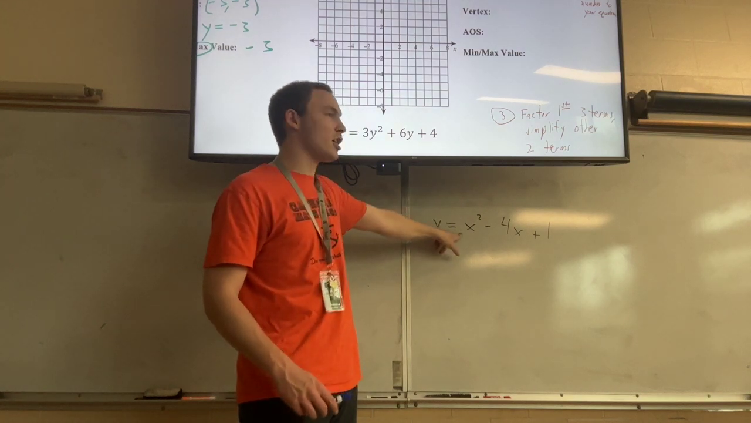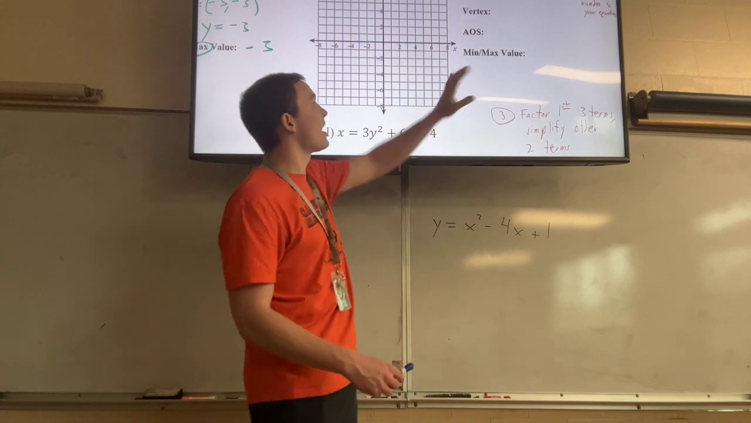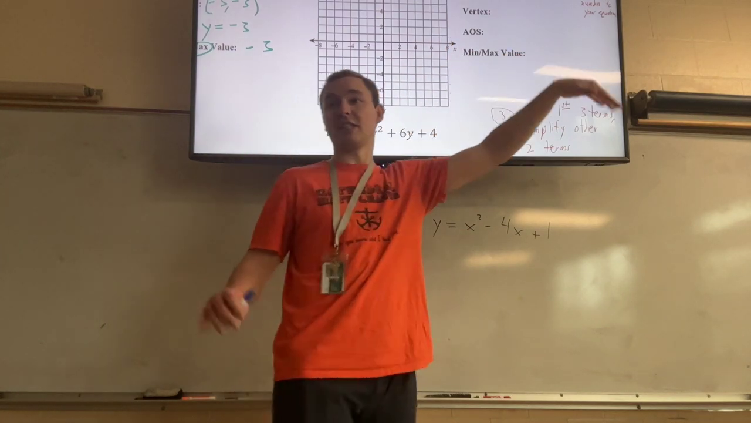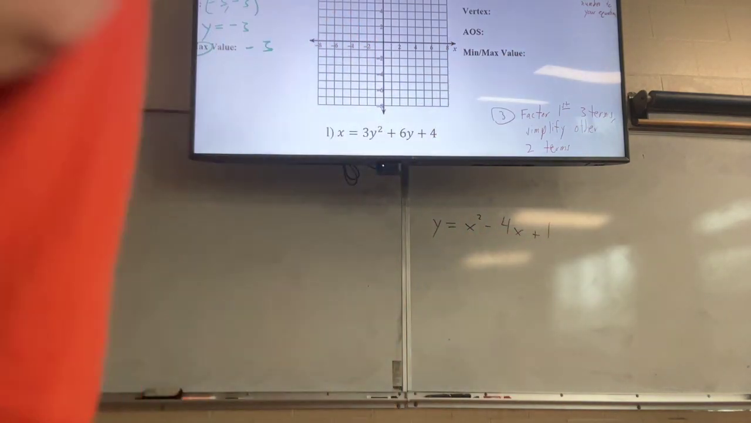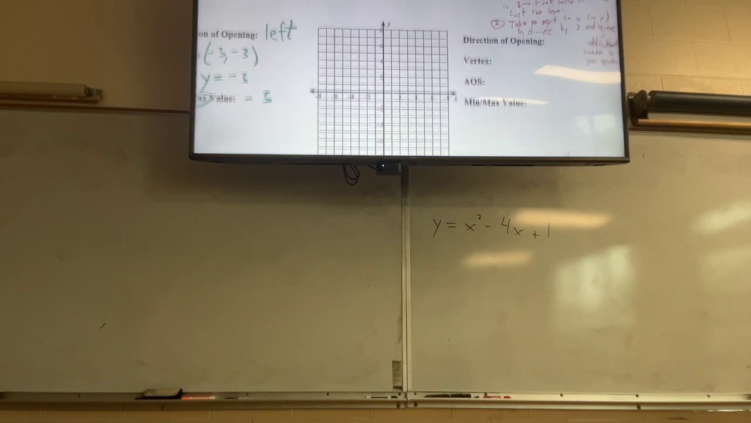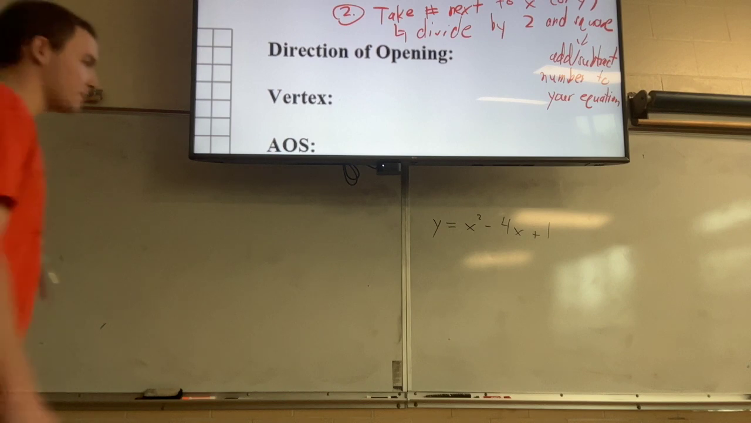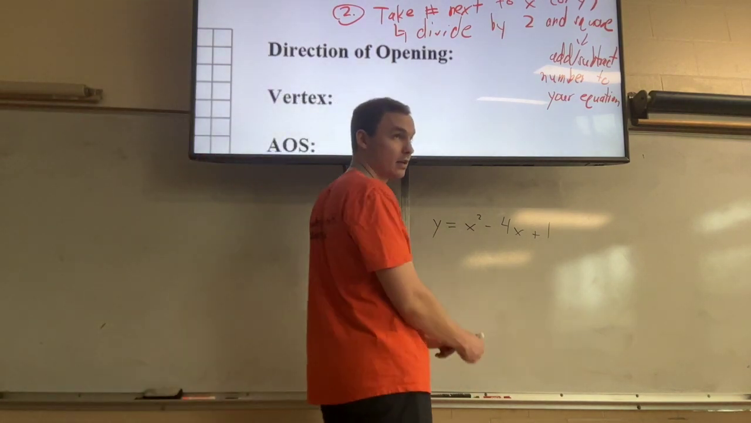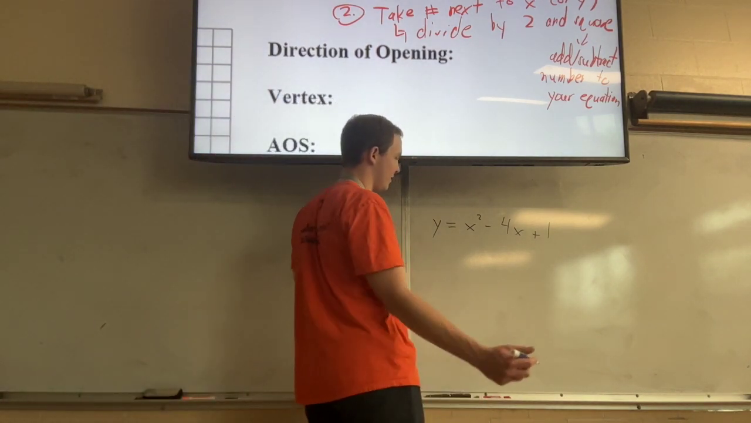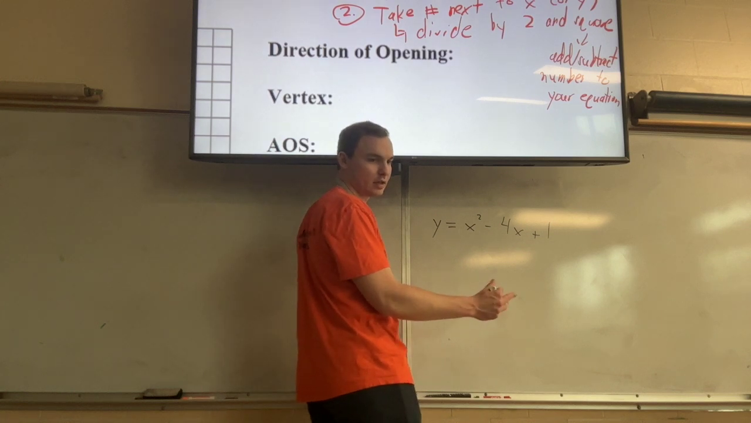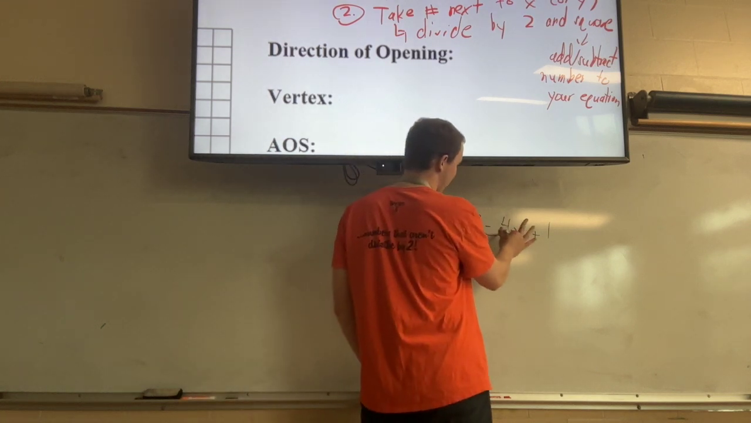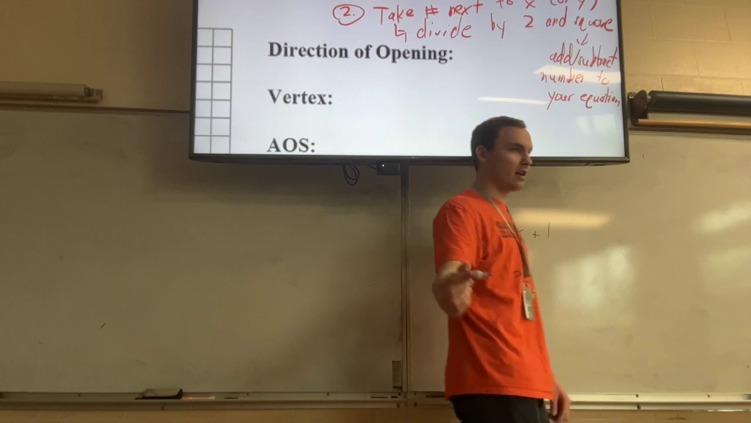First, is my lead coefficient 1? Yeah, so I can skip that first step. It's a lot easier to do these when that first number is 1. Next step, what do we do? What's my number that's next to x? Next to x, not x squared, just x. Negative 4.